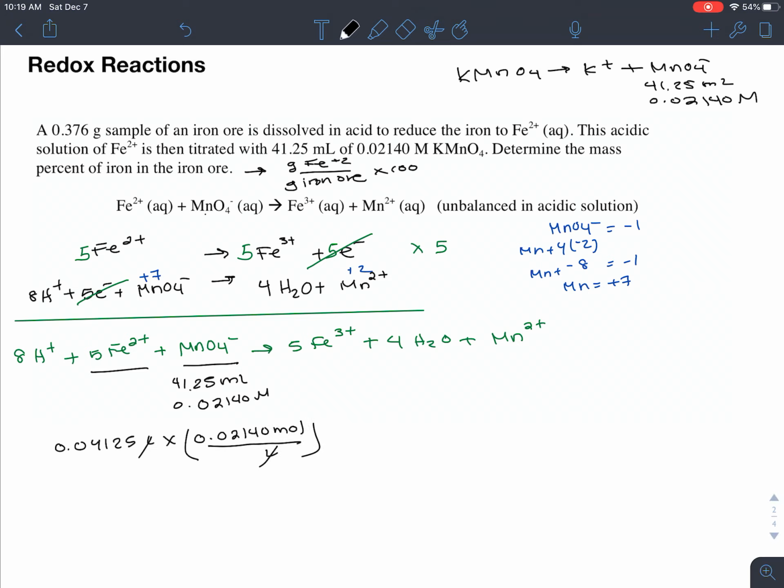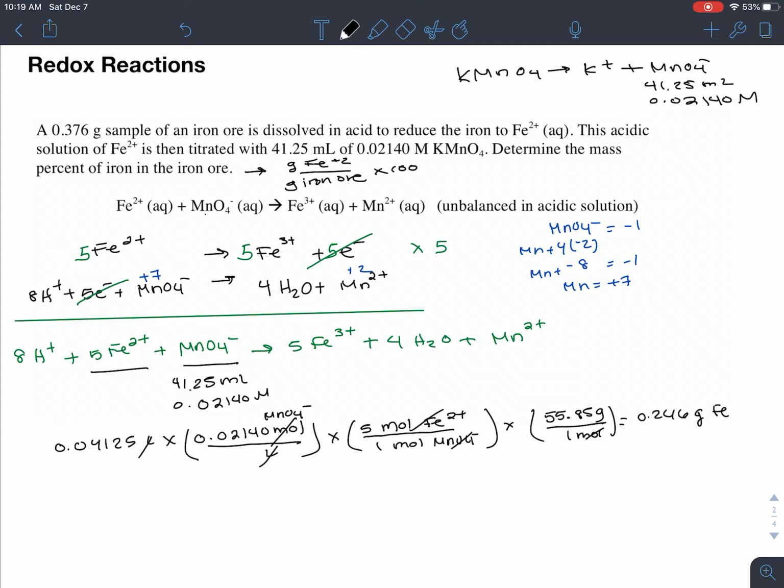Then you can already see, okay, my liters are going away. Now, since I'm in permanganate, I can use my mole ratio, which is 5:1. Then my moles of that go away. And now I'm in iron 2+. Since I want mass, I have one more step, and I use the molar mass. And that is my grams of my moles of iron 2+ cancel, and I'm left with my mass.